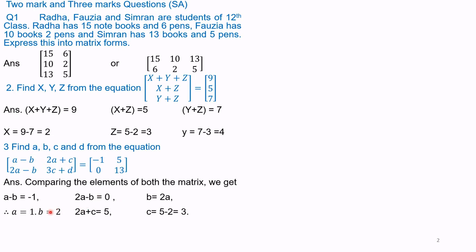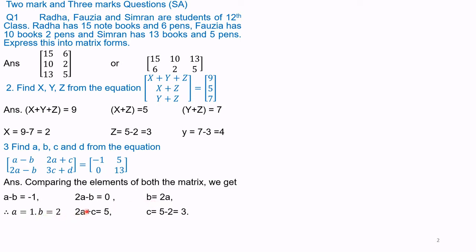Therefore, if B is equal to 2A, we put 2A, A minus 2A, that is minus A. Minus A is equal to minus 1. Therefore, A is equal to 1. Similarly, if you put A is equal to 1 in this, B will be equal to 2.